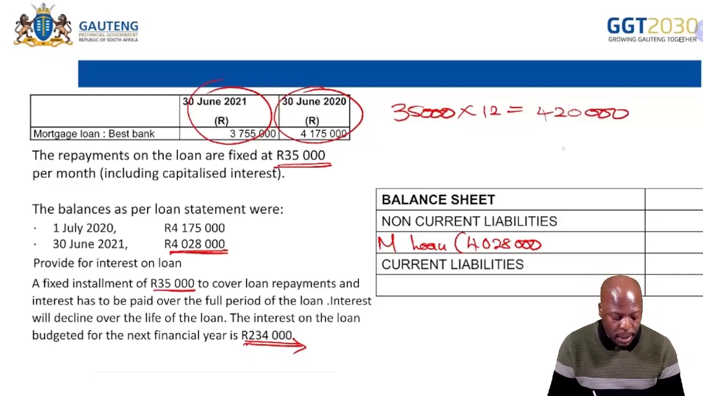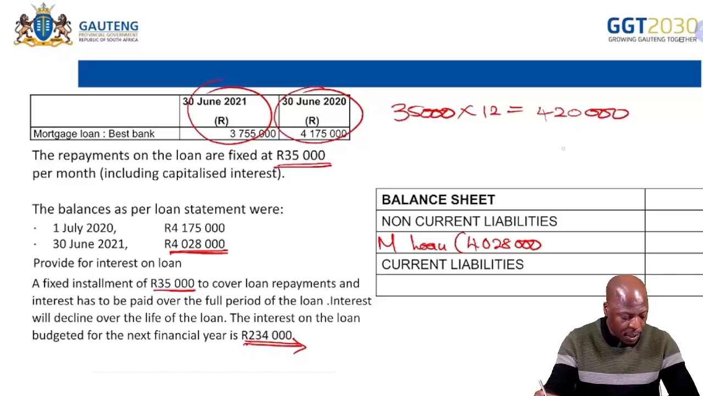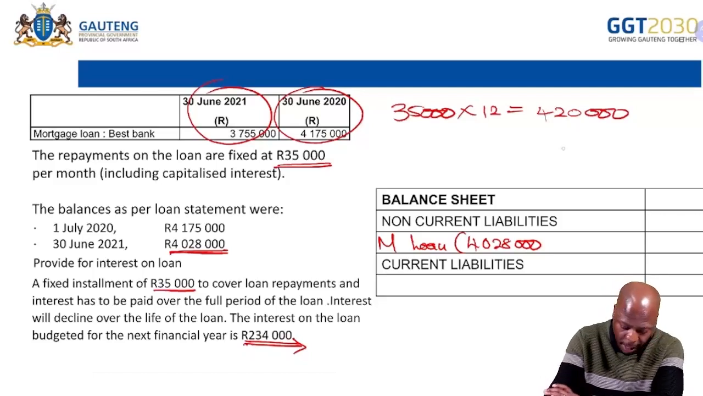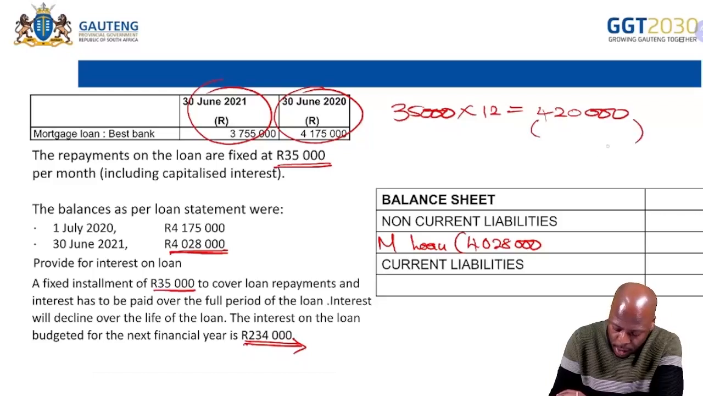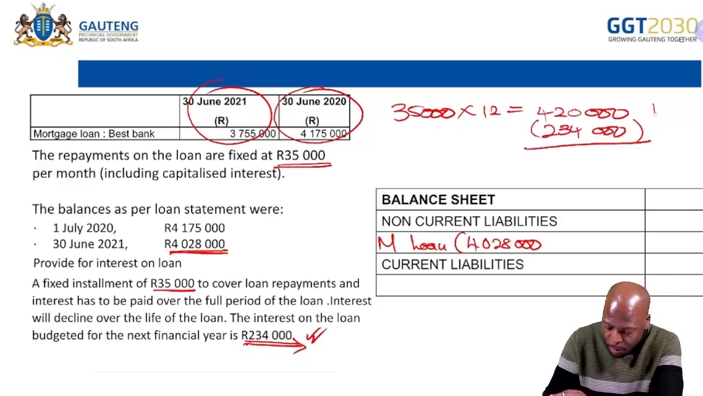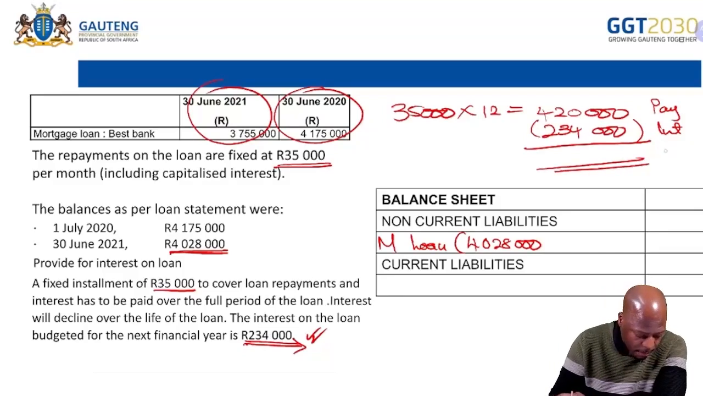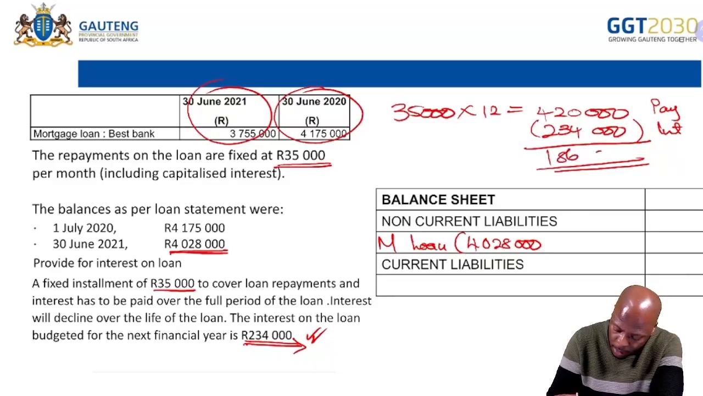But in this payment, it includes two things. Okay, it includes my interest and my loan. They're now telling me that of this 420, interest is going to be 234,000. So if I say what I am going to pay, subtract what the interest is going to be, how much is going to be my loan repayment? That means my loan repayment is going to be 186,000. This is what it is going to be here.